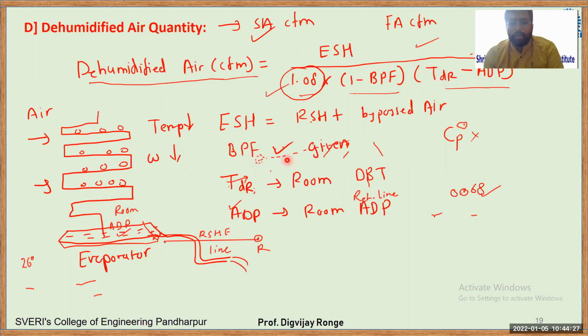So the bypass factor will be given to you. TDR, that is the room dry bulb temperature, will also be designed or decided by you. ADP is the room ADP. Okay.